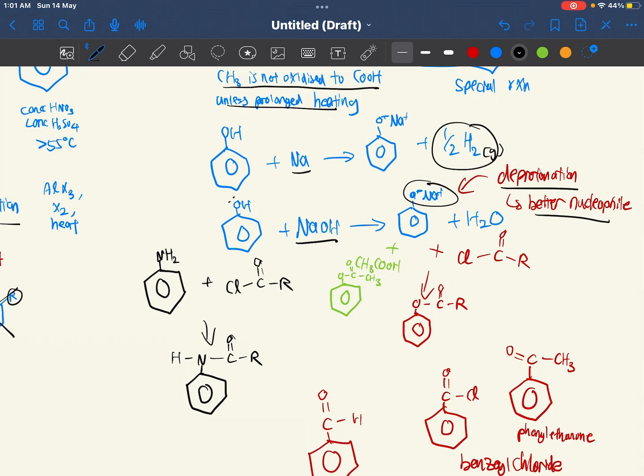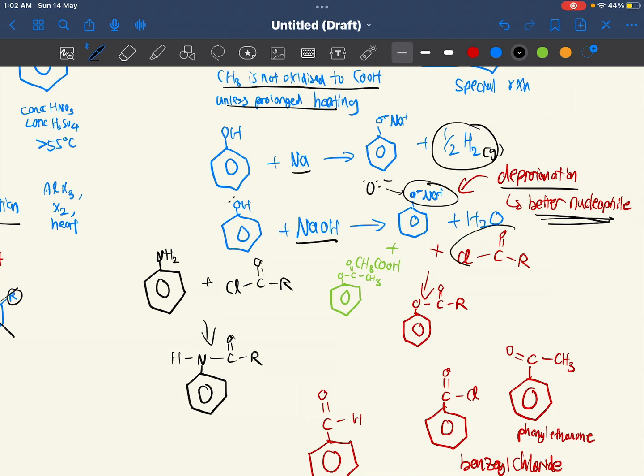Because over here, we only have one lone pair of electrons on the O atom, but here we have two lone pairs of electrons on the O. So in a sense, there is an additional lone pair of electrons on this O atom. It's now O with a negative charge on it. So therefore, it makes it a better nucleophile and more reactive.